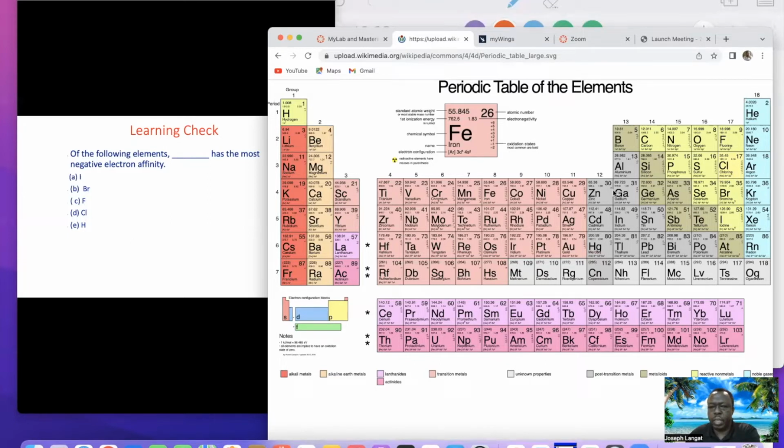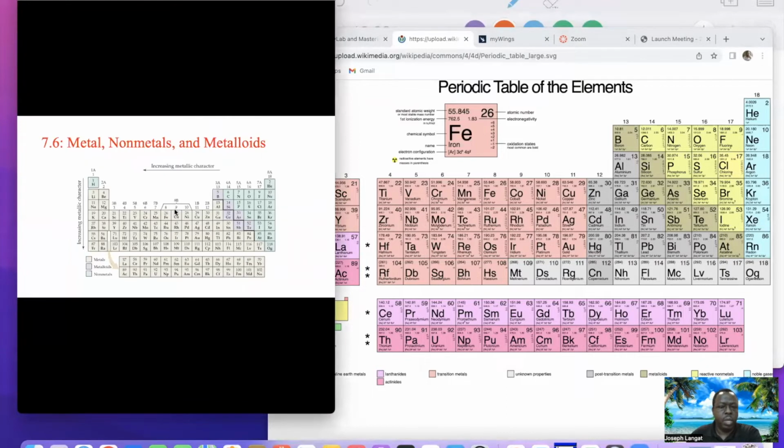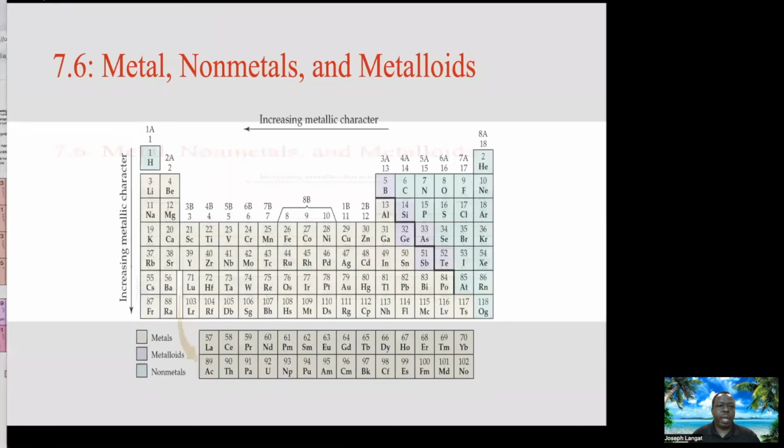And remember, in the exam, you will not have the color coding you have here, so be able to look at that. Now, section 7.6, looking at the elements according to, or classifying elements as either metals, metalloids, or non-metals. This is something we looked at previously.